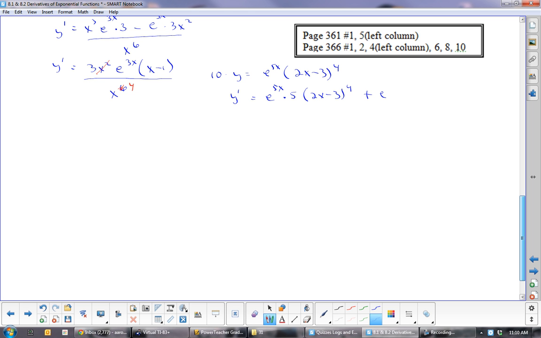e to the 5x times the derivative of the second, which would be 4 times 2x minus 3 to the third times 2.